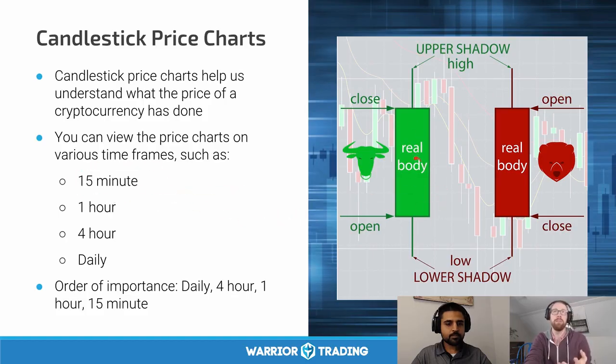Within that 15-minute period, at the beginning, the price was right here. At the end, the price was right here. And sometime during that 15-minute period, it dropped down to here, it spiked up to here, but then it closed right here. So those are the 4 pieces of information: the open, the close, the high, and the low.